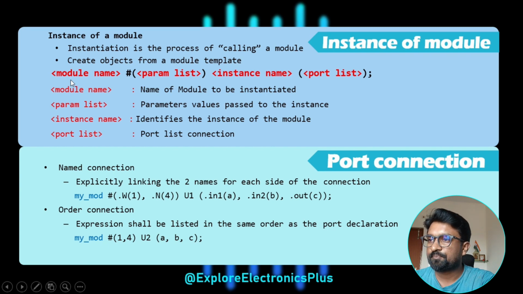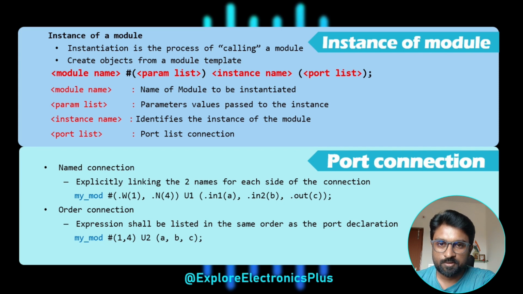So the syntax is like, you need to first write the module name. Then if there is any parameter list you need to pass with a hash, you need to write the parameter list. And then you need to give a user-defined instance name for that. And then you need to map the ports accordingly. So module name is the name of the module to be instantiated. Suppose in a full adder, if you are using a half adder, the module name of the half adder is what you are supposed to write here. Parameter list, if you have set any parameter, you need to declare here. Then the instance name can be any instance name. Suppose in the full adder design, if you are using two half adders, you need to give different instance names such as half adder 1 and half adder 2. And then the port list for the connections.